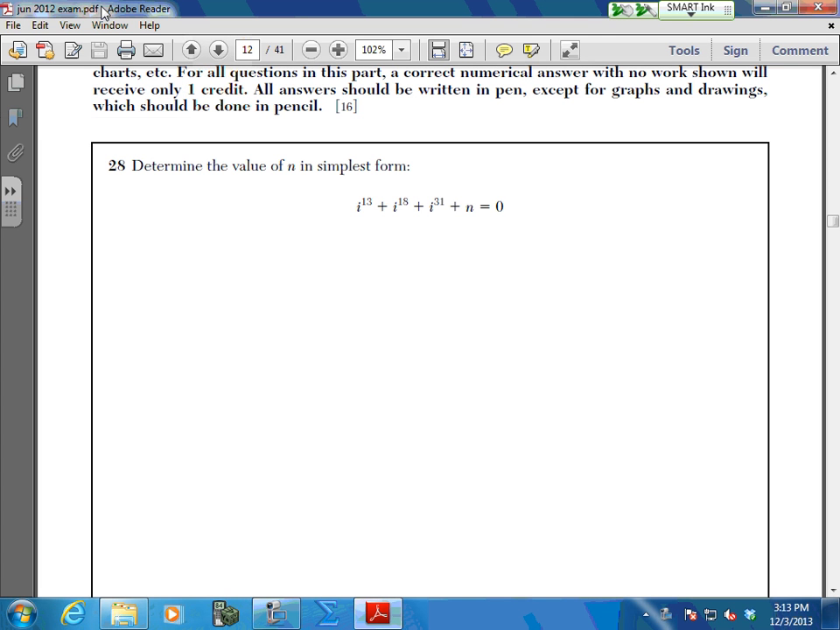We're continuing with June 2012, and we're working on the part 2s. Now remember on the part 2s, 3s, 4s, to show as much work as possible, because you want to be able to pick up as many points as you possibly can in these next two parts. So they're asking you to put this in simplest form.